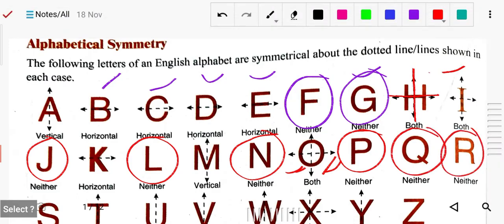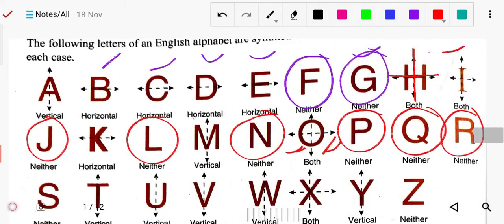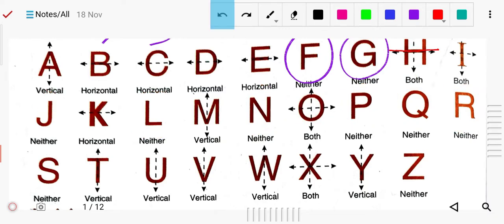So likewise you can see these are the figures. You can also write all these figures down in your copy. Once again, see it nicely and you can draw it in your copy too. All the letters are there: vertical wise, horizontal wise, neither, meaning it is not possible, or both, vertical and horizontal also.